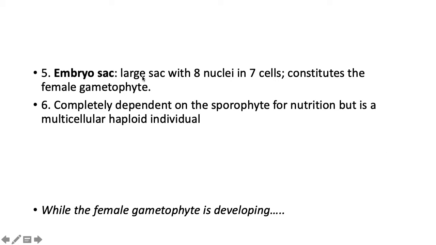So that embryo sac on the inside, 8 nuclei and 7 cells, is my mature female gametophyte. This gametophyte is completely dependent on the sporophyte. That's where it gets its nutrition, but it is multicellular. We have 7 cells, and the nuclei are haploid. So we have a multicellular haploid individual.